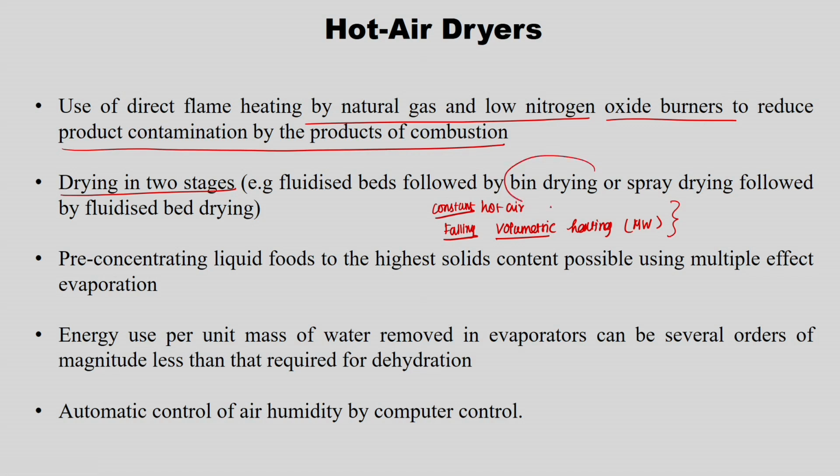For example, in bin drying you will be able to remove only 3 to 6% of the moisture. If a high amount of moisture content is to be removed, we can first use fluidized bed dryers, then send the dried product from the fluidized bed dryer to the bin dryer to remove the final moisture content. Okay, and another combination would be spray drying followed by fluidized bed drying. So it is based on the amount of moisture removal, and this two-stage drying is based on the heating medium.